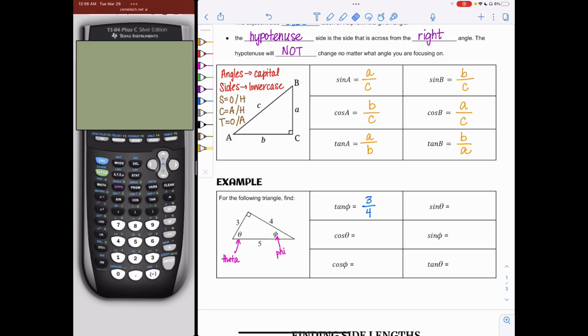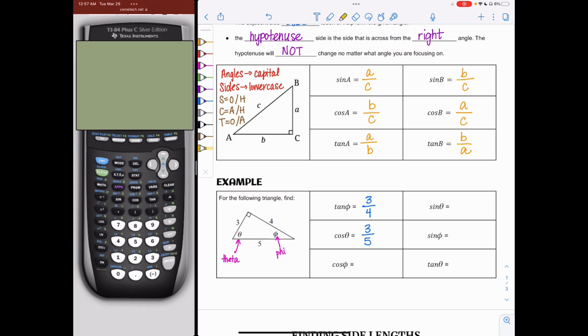The next one I want to find is the cosine of theta. Well, if I'm focusing on theta, I'm focusing on this angle here. And we already know that cosine is adjacent over hypotenuse. So adjacent means the side that is next to it. So that is going to be 3 over the hypotenuse, which is the side that is across from the 90-degree angle, which is 5. So when I have adjacent over hypotenuse, I get 3 over 5.